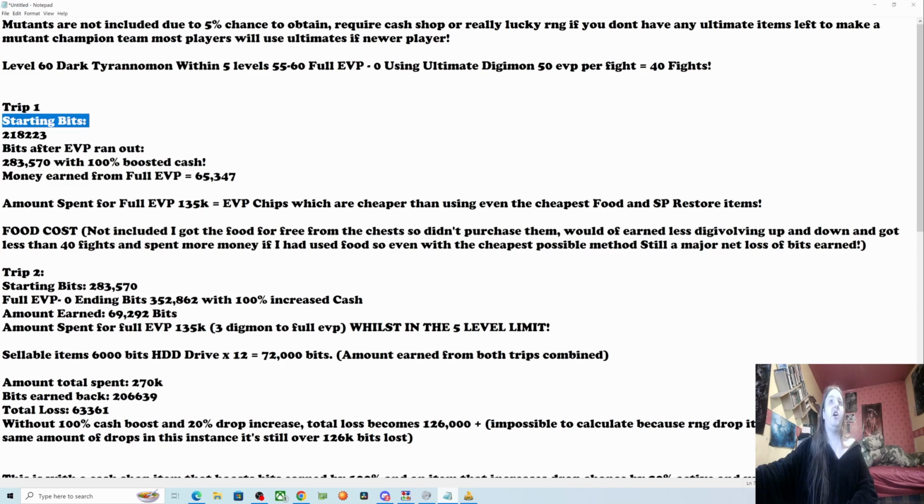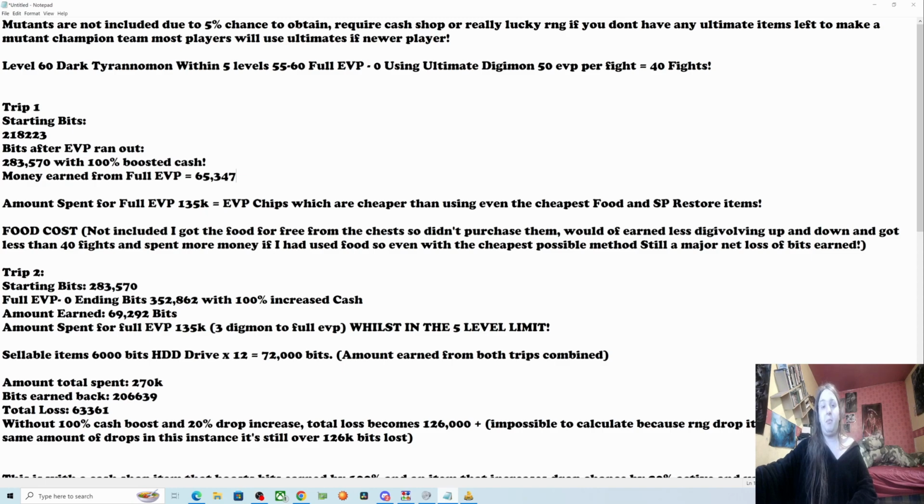Trip 1. My starting amount of bits was 218,223. Bits after my EVP ran out was 283,570 with 100% boosted cash increase. So bear in mind, this is with 100% boosted cash. Every bit I earned was boosted by 100%, the highest amount you can get from the cash shop. Money earned from full EVP was only 65,347. If I was to restore with food, I would have spent more money on food for restoring stuff.